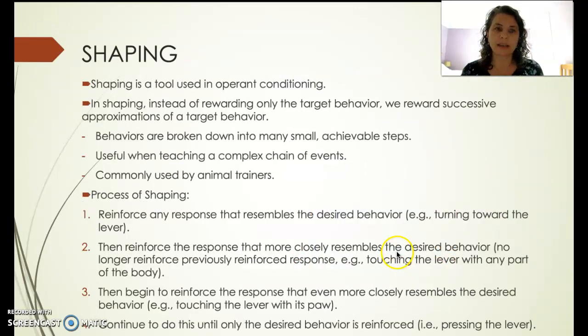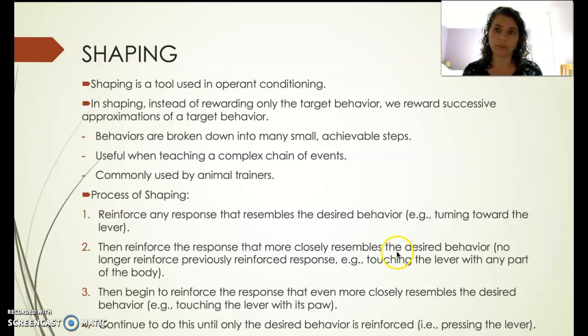Shaping is another tool that's used to teach new behaviors. It's helpful when you can't tell somebody how to do something. You can reward successive approximations toward the behavior. An example of this would be in the Skinner box, how Skinner would train these animals to push the lever. They don't go into the box knowing to push the lever. They have to be trained to do it.